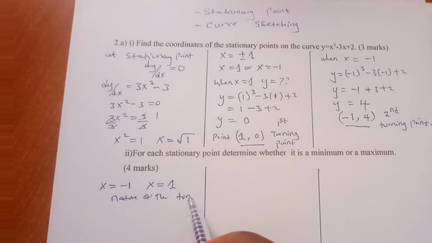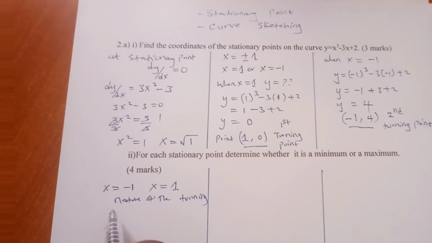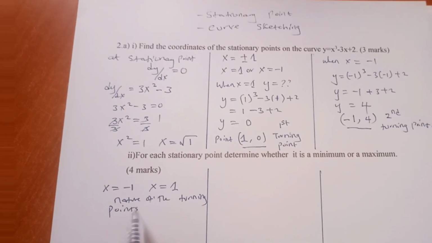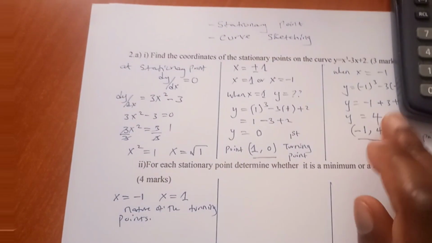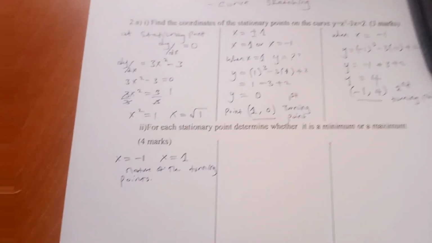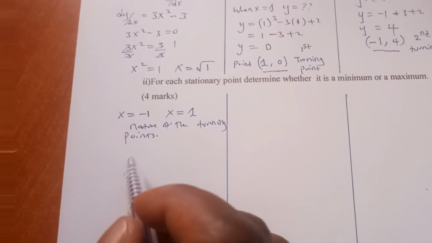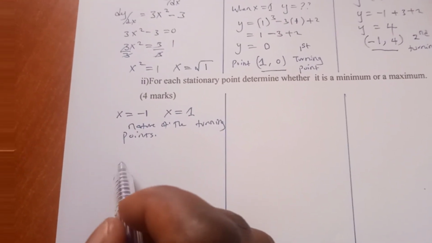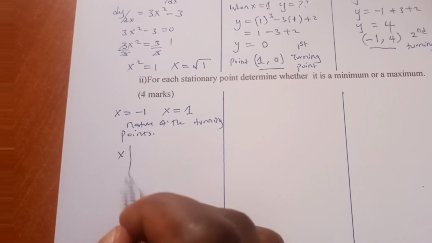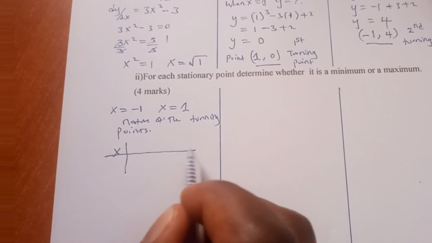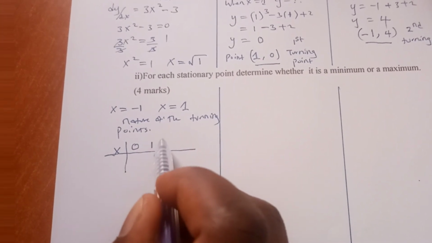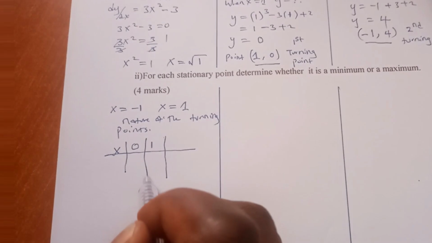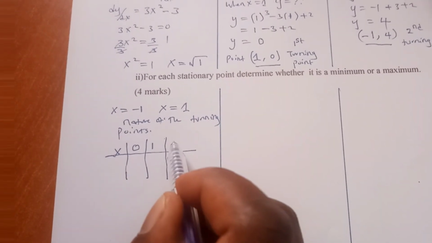So the nature of a turning point is determined by its gradient. When the gradient runs from negative through 0 to positive, then we say that's a minimum point. So when x is 1, we are going to have values of x to both sides, the left hand side and the right hand side.